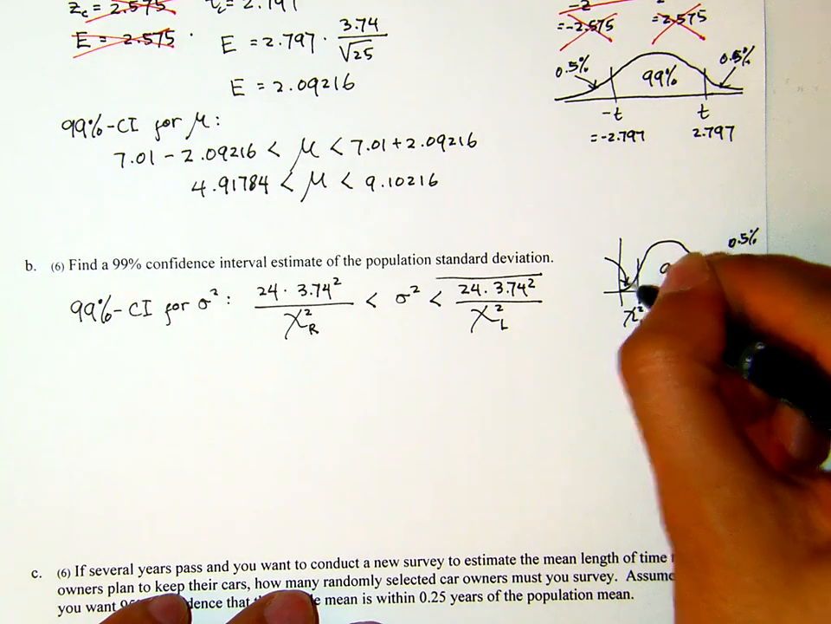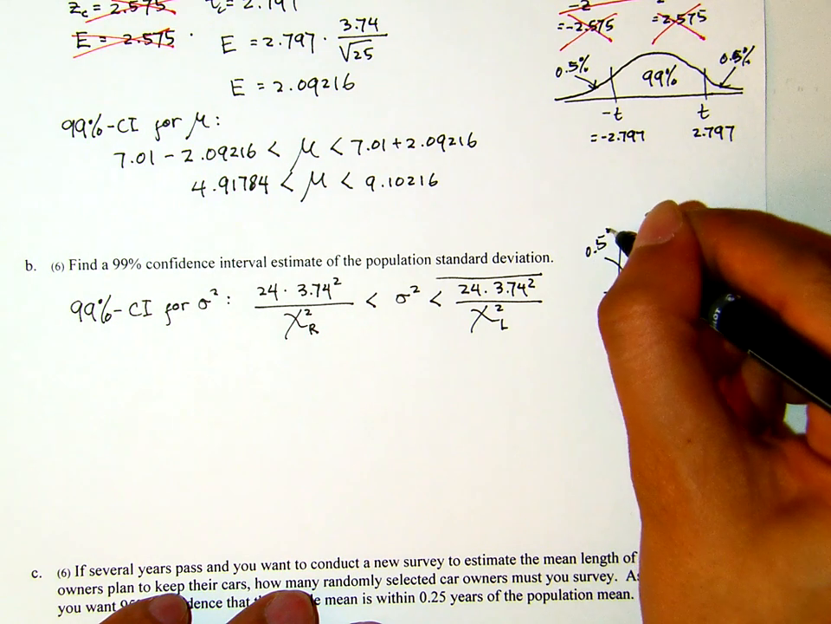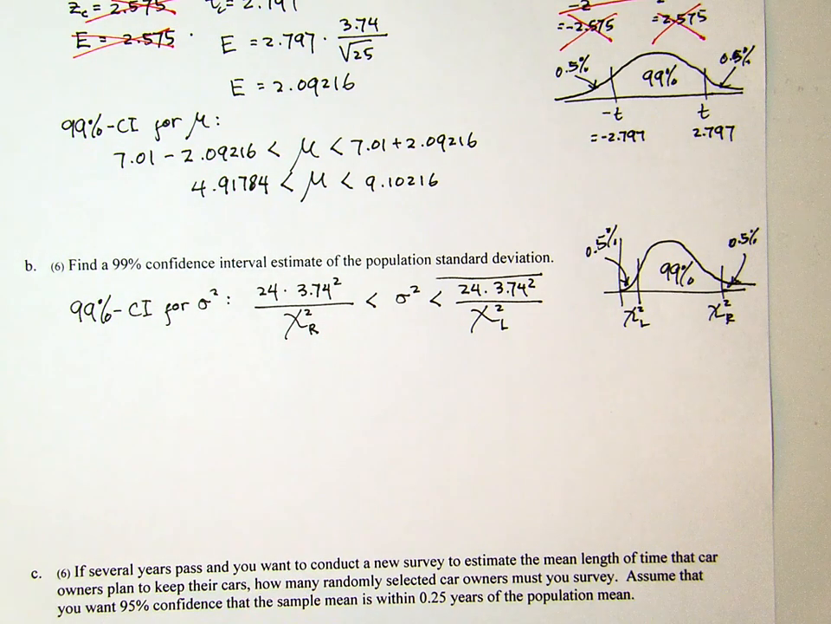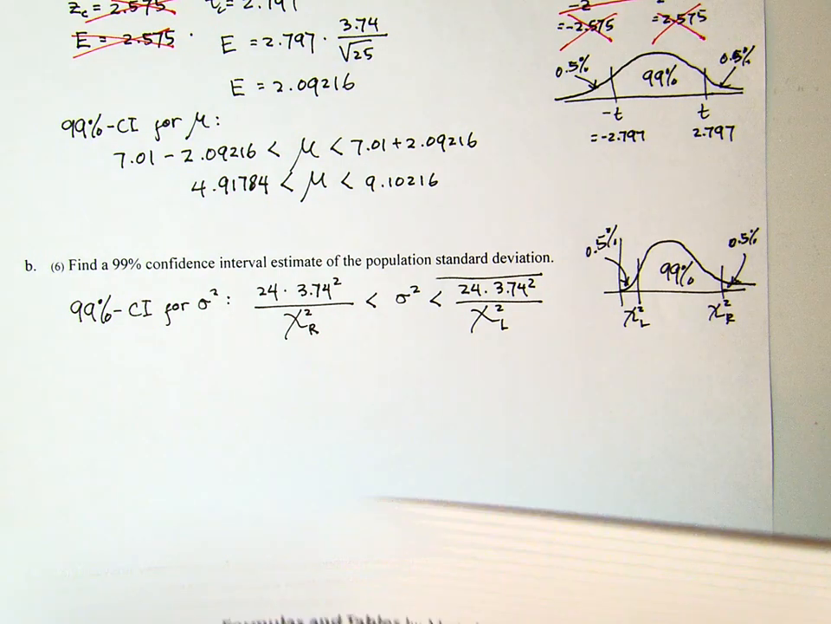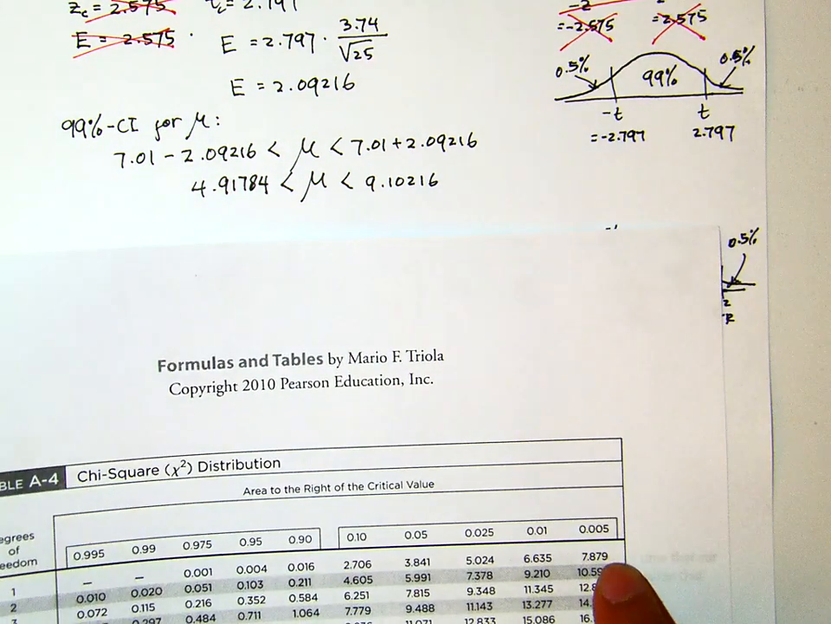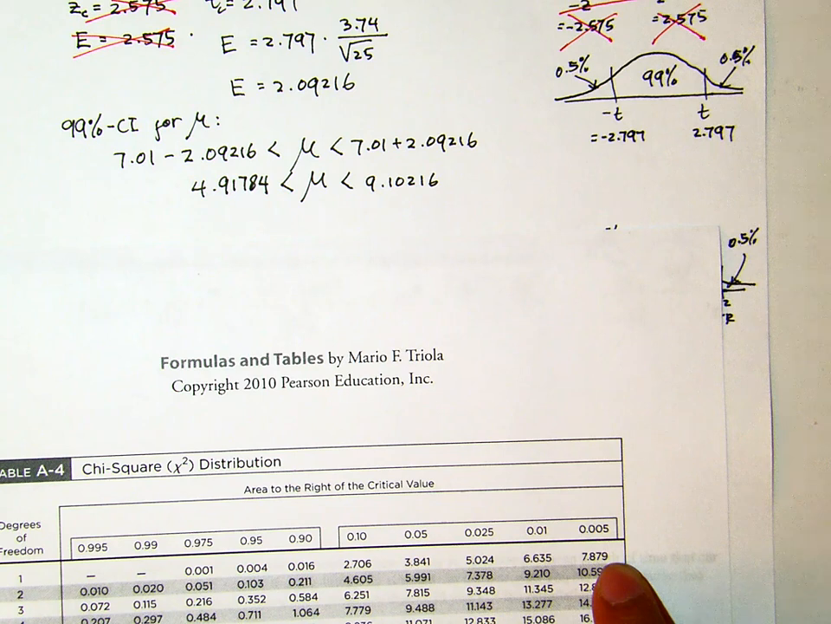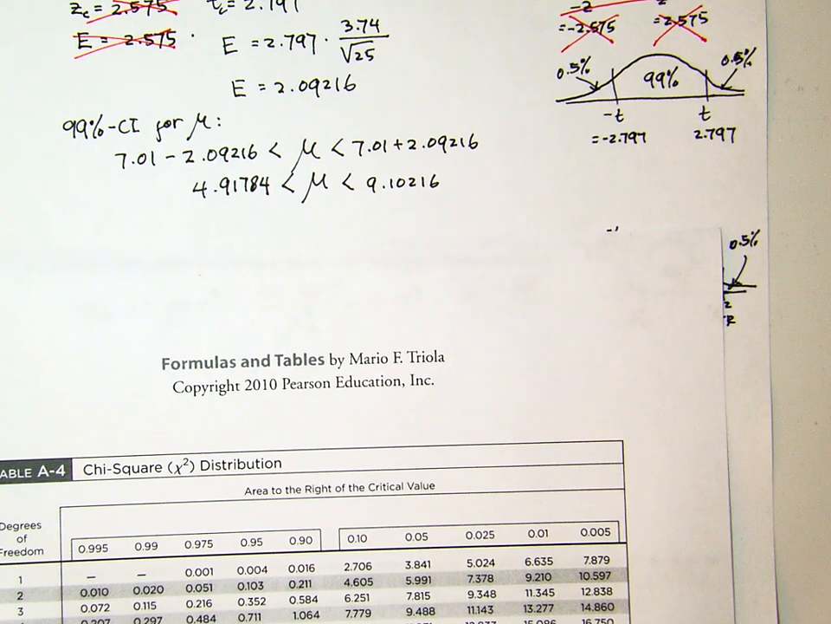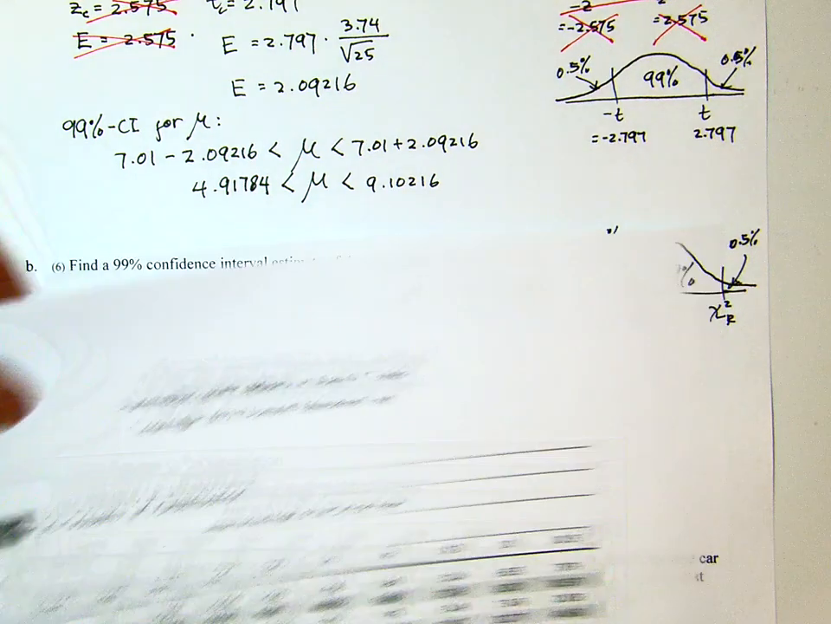0.5%, and the one here is 0.5% as well. Okay, now let me grab my chi-square distribution table. If I want the area to the right to be 0.05% with degrees of freedom 24, I will get 45.559.